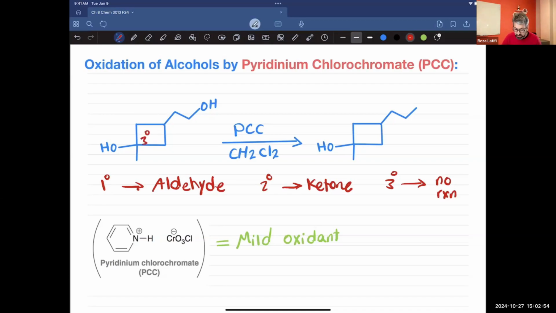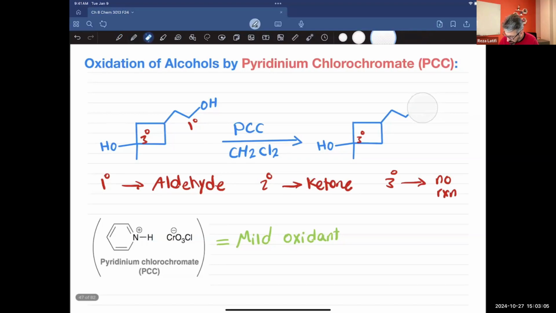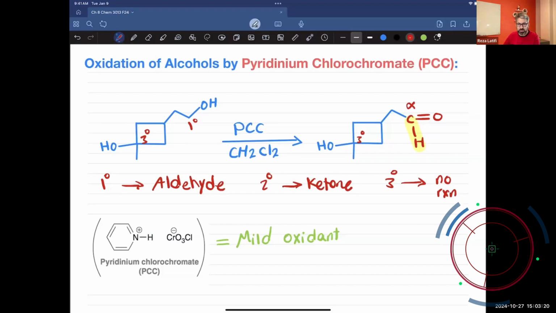And here we have a tertiary alcohol, and this one is a primary alcohol. Tertiary alcohol will stay as it is. Nothing will happen to it, but the primary alcohol, it will turn to aldehyde. Okay, so the primary alcohol is going to turn to aldehyde. As you see, we do have one more hydrogen attached to the alpha carbon, but the oxidation is not going to move forward. It will stop there. It will give you aldehyde.